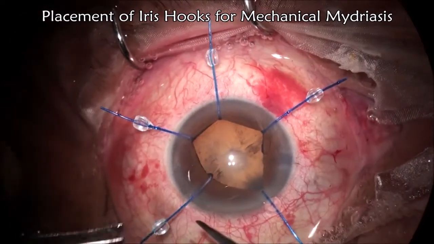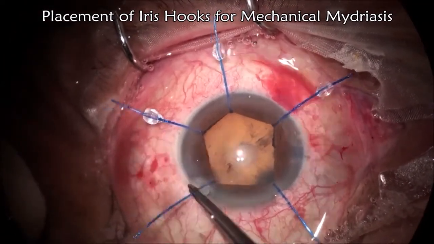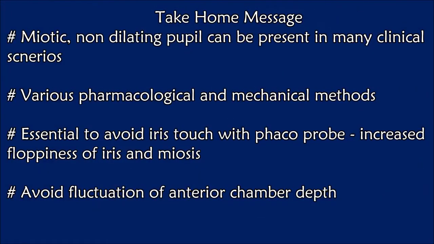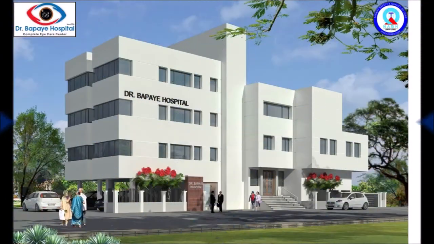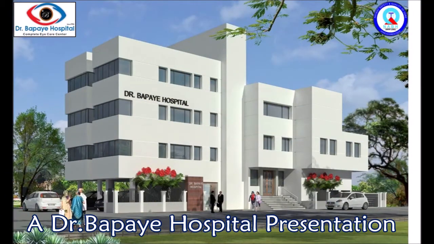completion of the surgery. The take-home message is non-dilating pupil is a common scenario faced by cataract surgeon. There are various techniques available. We have to choose a correct technique in a particular case so as to achieve good mydriasis and successfully complete the cataract surgery.